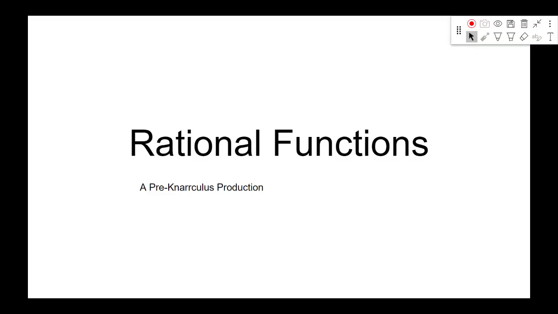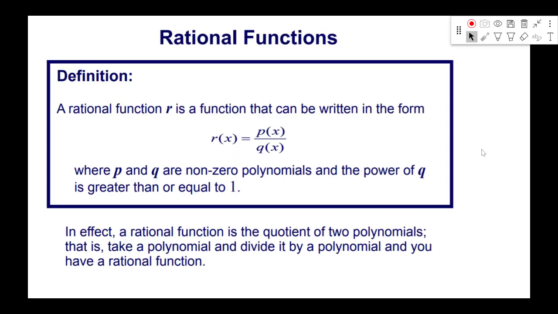Today we're going to be talking about rational functions. This is an introduction to being able to graph rational functions. We're not going to graph them here on this video, but we're going to start talking about all of the things that you need to be able to do to graph a rational function. All right, so let's get started with some of the things that we need to look at.